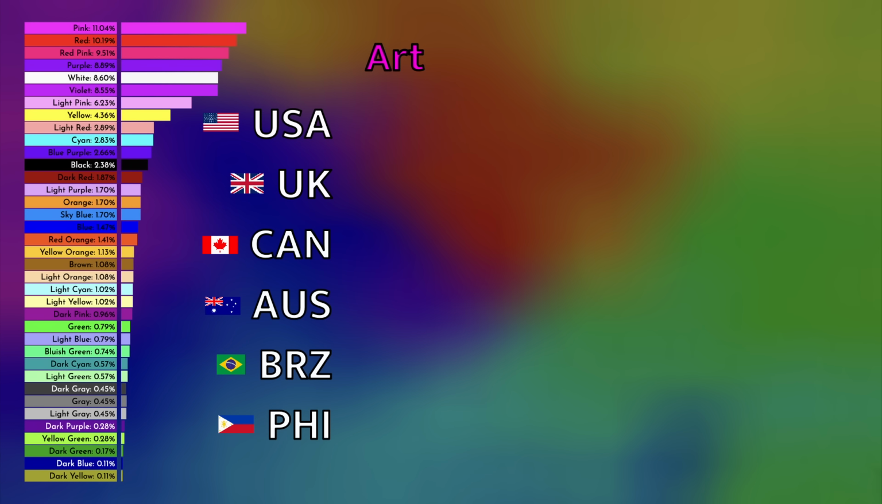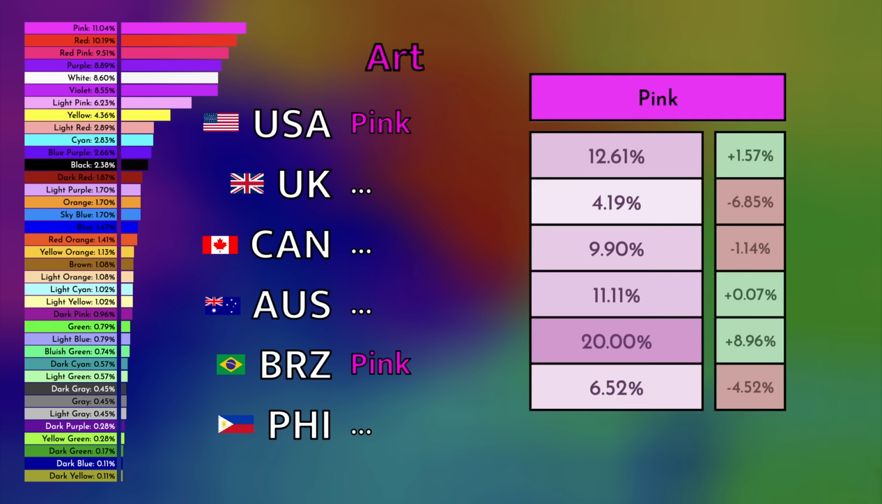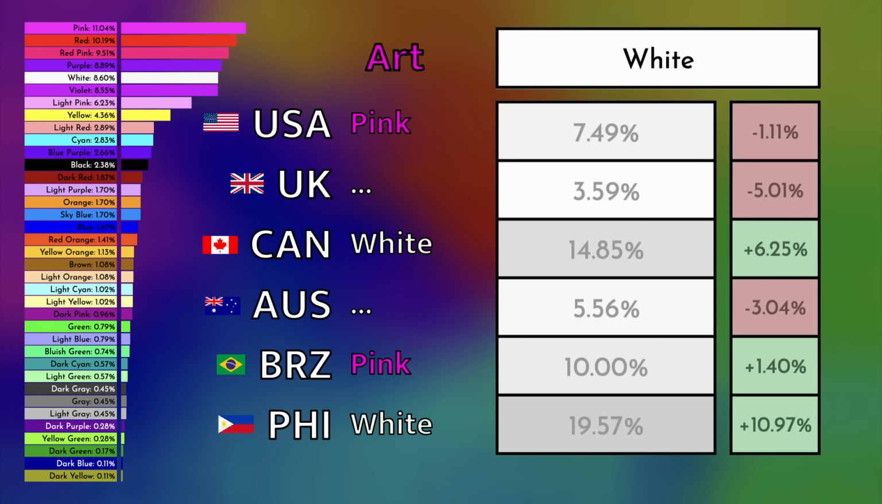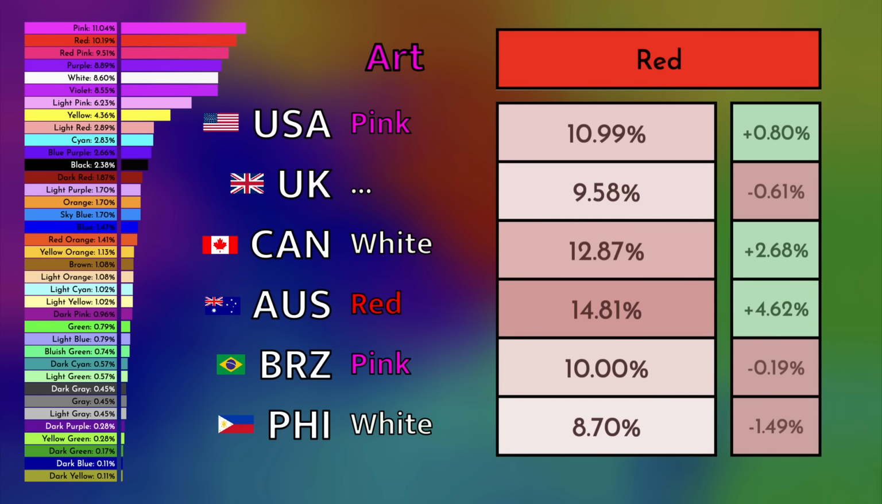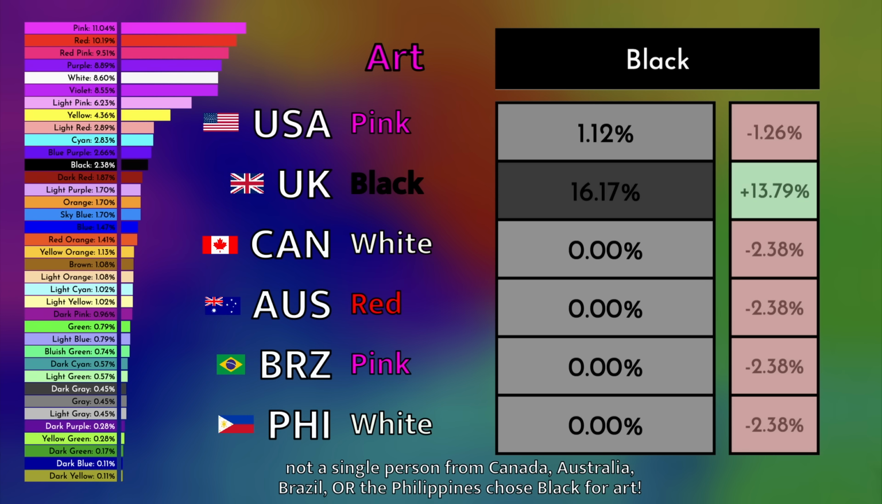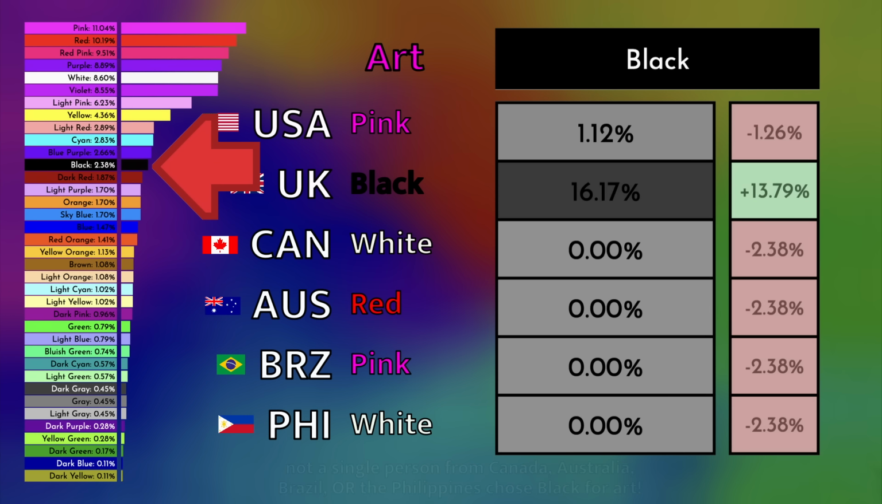Art had a clear split between the pinks, purples, red, and white. Brazil was the most strong on pink, Canada and the Philippines won with white, and Australia won with red. The United Kingdom, on the other hand, won with black. This, for one, was the 12th most chosen color for art, absolutely nowhere near the top at all.